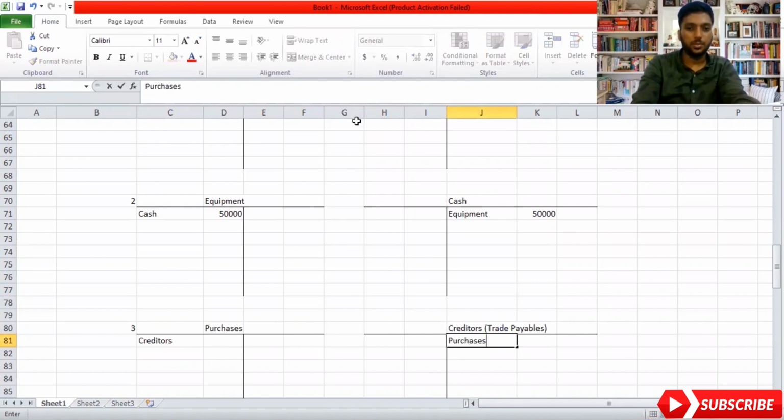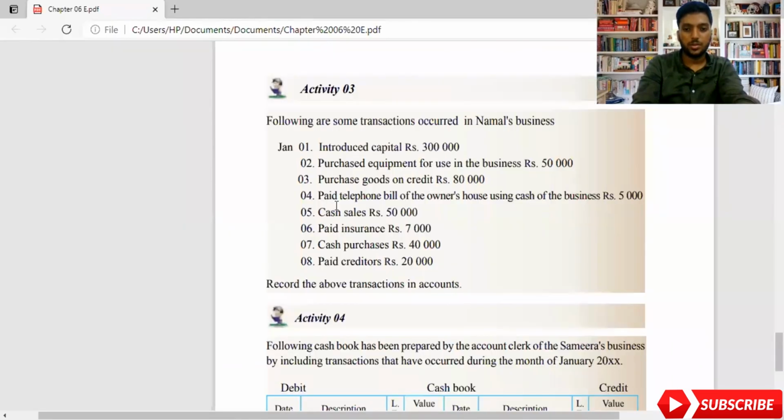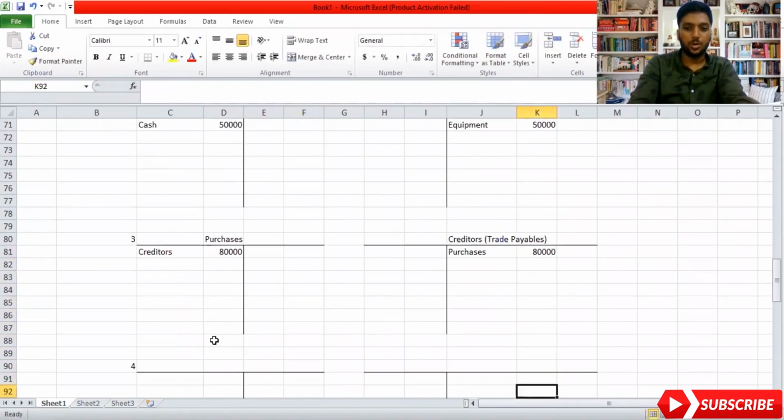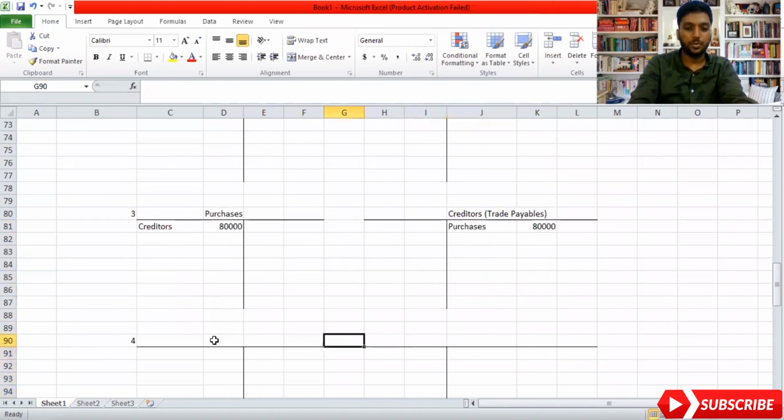How much they are giving you? Purchase goods on credit 80,000, so I'll write 80,000. And on the creditors account, as saying purchase 80,000. So record it done. Let's move on to the adjustment number 4.